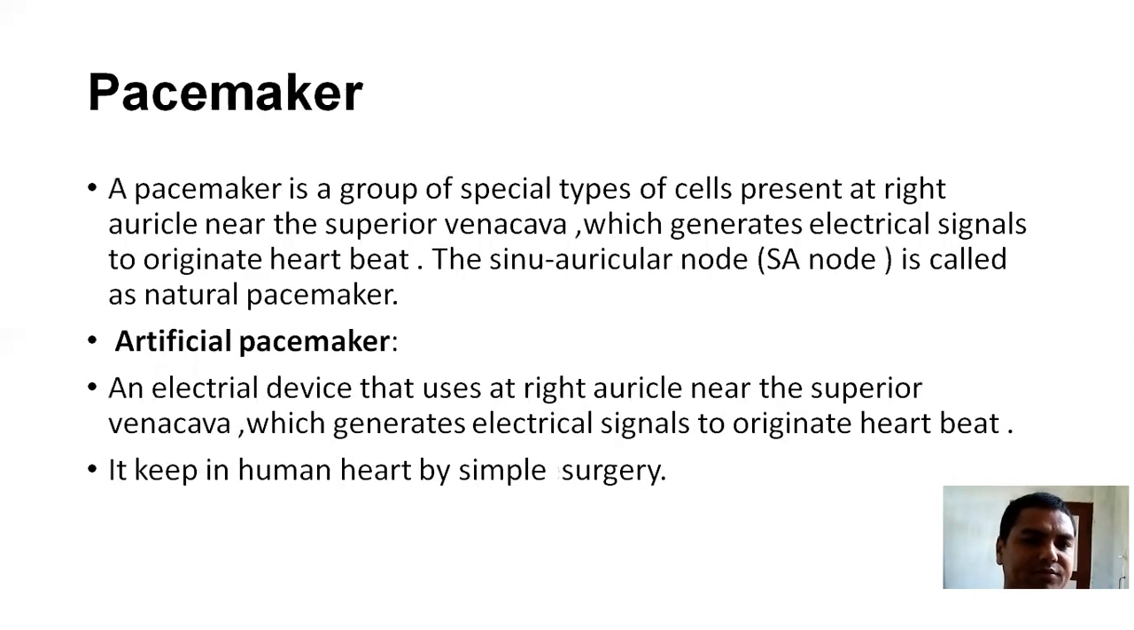Now, pacemaker. A pacemaker is a group of special types of cells present at the right auricle near the superior vena cava, which generates electrical signals to originate the heartbeat. The sinoauricular node is called the natural pacemaker. Artificial pacemaker, an electrical device that is used at the right auricle near the superior vena cava, which generates electrical signals to originate the heartbeat, is called an artificial pacemaker. It is kept in the human heart by simple surgery.